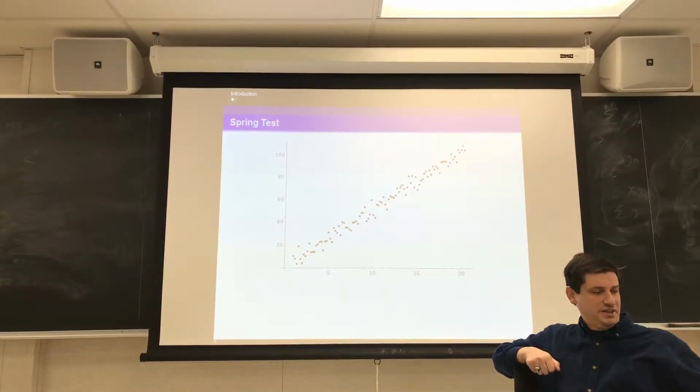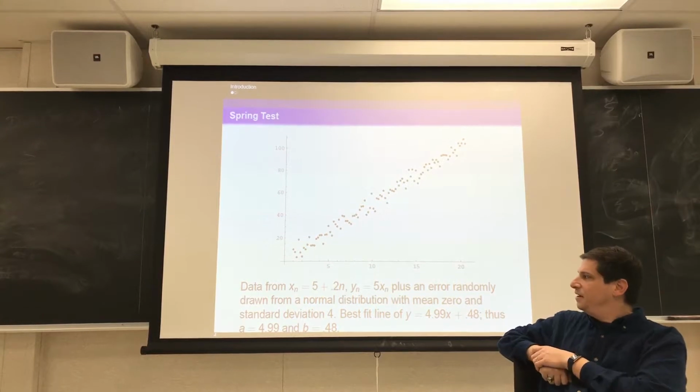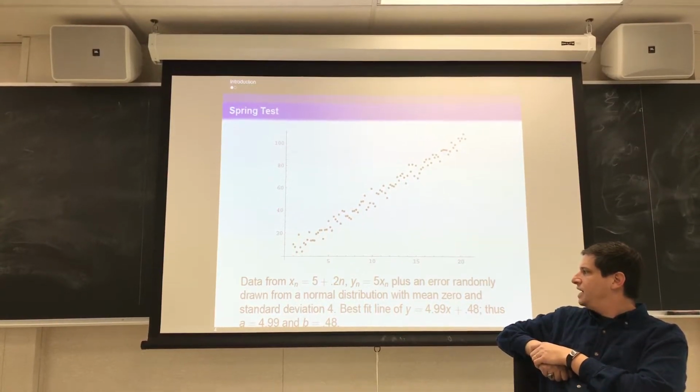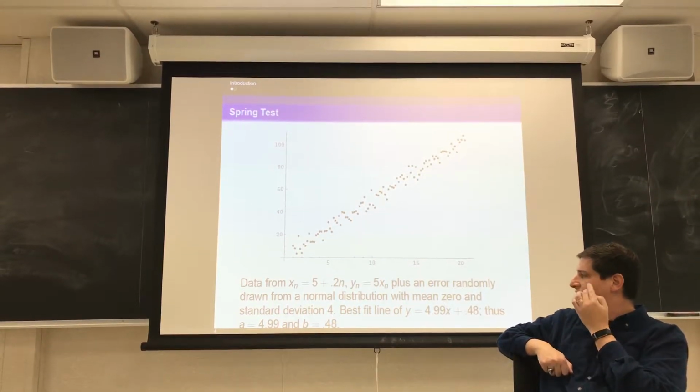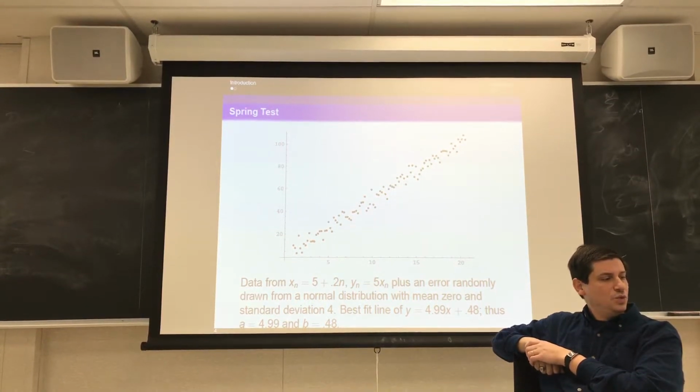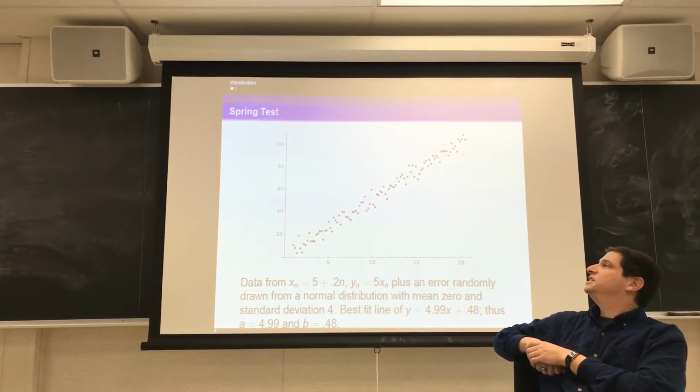So this is fake data. I let my displacements be 5 plus 0.2n, and I took yn to be 5 times xn plus an error randomly drawn from a Gaussian. So if everything was perfect, I should see force is equal to 5 times the displacement. But it's not perfect, there's some Gaussian error. If you look at this, does it look roughly like there's a constant of 5?